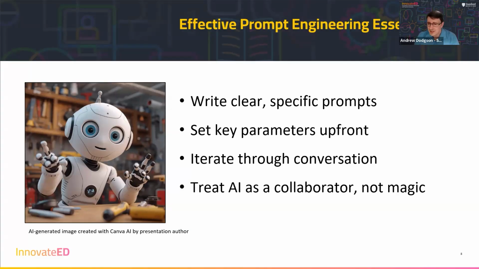Finally, and this is crucial, treat AI as a collaborator. It's not magic. It's not going to develop the whole web page for you in one go. You're still going to have work to do, but it's going to make things a lot faster and easier. You're still ultimately the decision maker in everything, and you know your learners, your brand, your institutional requirements. AI is going to generate options, and you choose what works. So think of it like working with a junior designer who's incredibly fast, but needs your direction and feedback. That is the relationship that we're building.